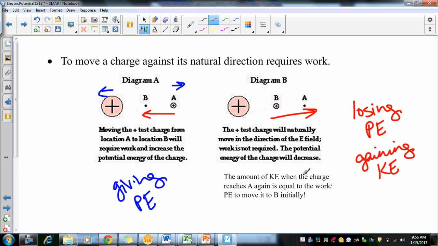And just like last semester, conservation of energy says that when this positive charge hits here, it will have the same amount of kinetic energy as the amount of potential energy it had here, because that potential is becoming kinetic. So if it had 100 joules of potential energy here, then here it would have 100 joules of kinetic energy. So the amount of kinetic is equal to the amount of work or potential energy it had initially. So just like last semester.